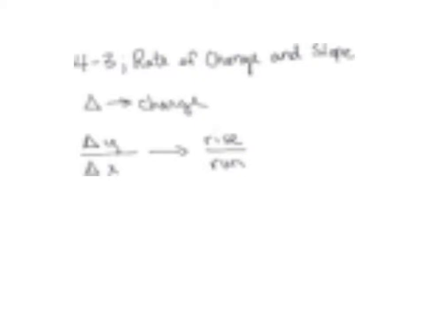I don't know why this is called a rate of change and slope, because they're the same thing. So anyways, that's weird. So basically with slope, what we're looking at is, a triangle stands for change, okay? That's what it stands for in math. So we have the change in y over the change in x.